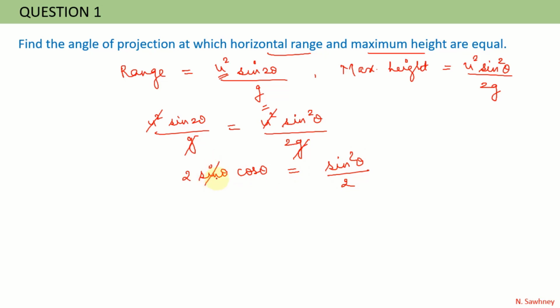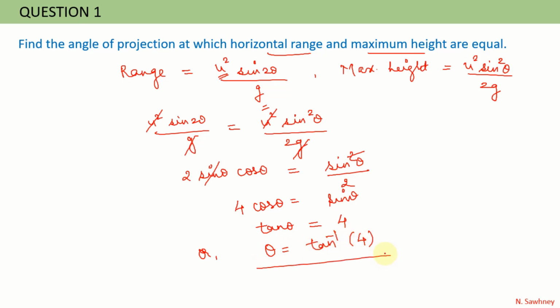Now let us cancel sine theta from both the sides. Now we are left with 4 cos theta is equal to sine theta. Rearranging the terms, we will get tan theta is equal to 4, or you can say the angle of projection is tan inverse 4. This is the required answer.